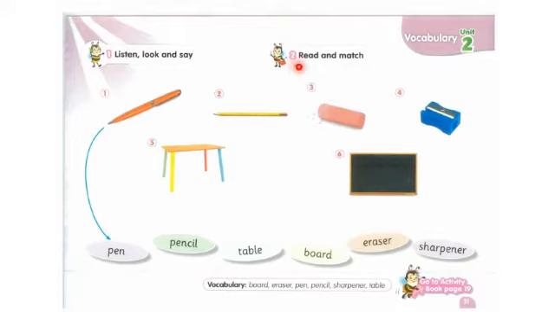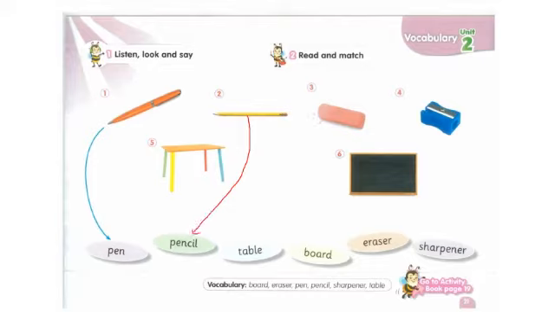Exercise 2 says read and match. We're going to see each picture and match it to the right word. Okay, let's start with the first picture here. Here we have a pen, right? So it's already matched to the word pen. Number 2, it's a pencil, right? Let's match it to the word pencil.